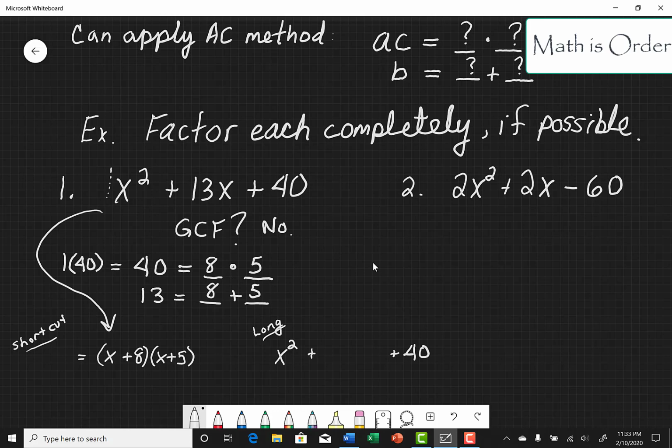And beside those factors, I put an x. Now, it doesn't really matter the order in which I write these two middle factors. I could have put the 5x here and the 8x here, right? It really doesn't matter. You'll still get the same result.